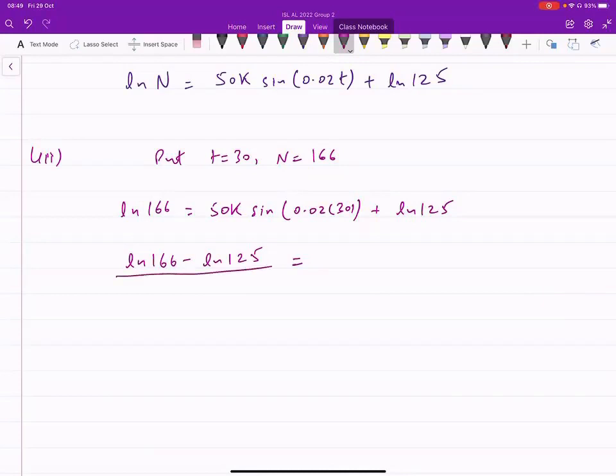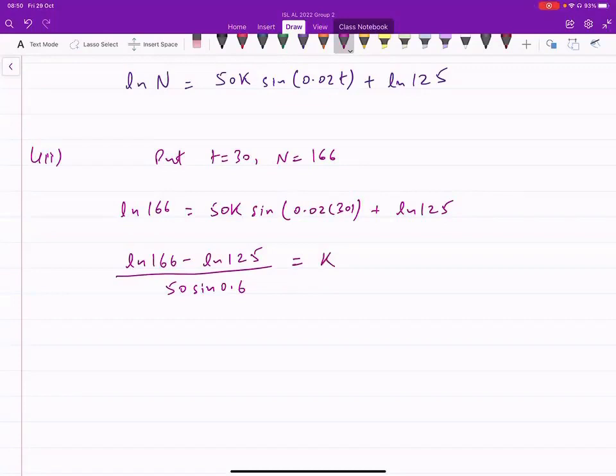We can bring this down as well. It becomes 50 sine of what? 0.02 into 30, what will that be? 0.2 into 3, that's 0.6. So sine of 0.6. Okay? This is what k turns out to be.